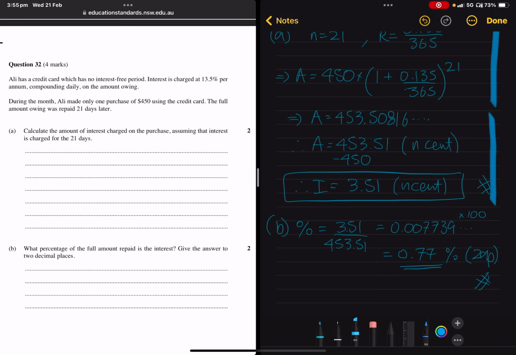For 32B, you'll get a mark for attempting to do some kind of percentage calculation. You'll get the second mark for providing a correct percentage rounded correctly. So 0.77% is the correct answer and it's rounded correctly. This is how we do question 32.